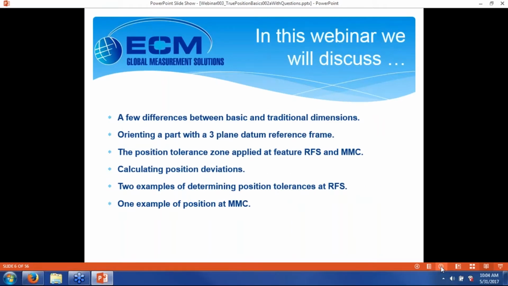All right, today's webinar. First, we'll be talking about a few differences between basic and traditional dimensions. We're going to talk really briefly about orienting a part with a 3-plane datum reference system. We'll talk about the position tolerance as it's applied to a feature regardless of feature size or at maximum material condition. We'll calculate some position deviations, and we'll have 2 examples where we do that. 2 examples at RFS and then 1 example of position at MMC.